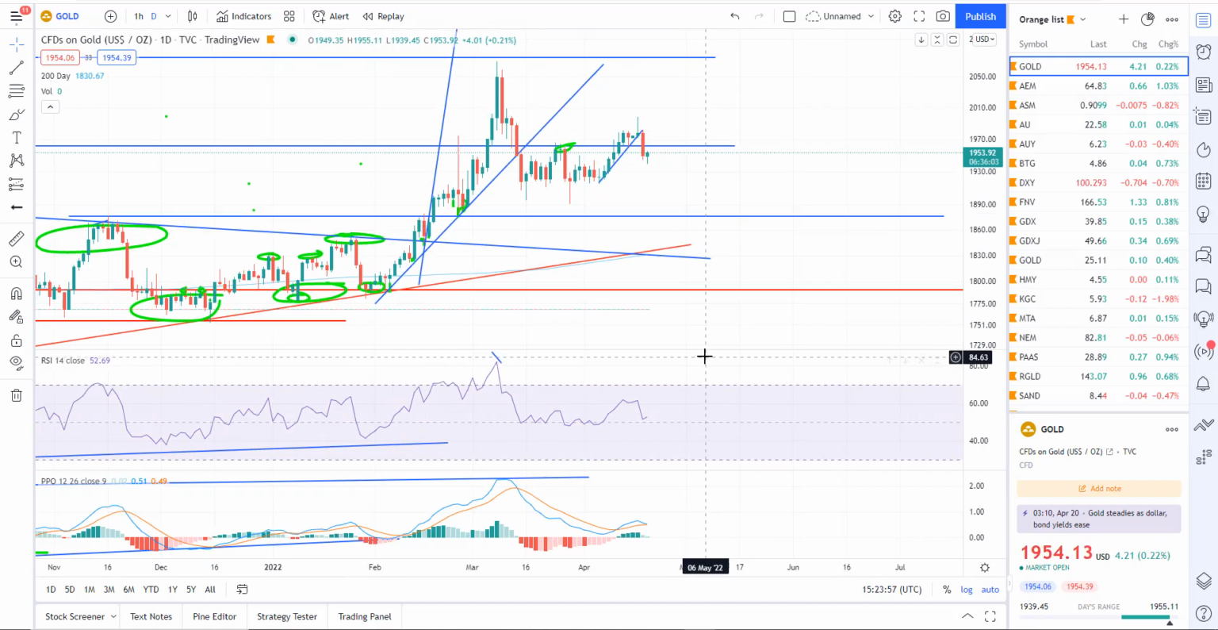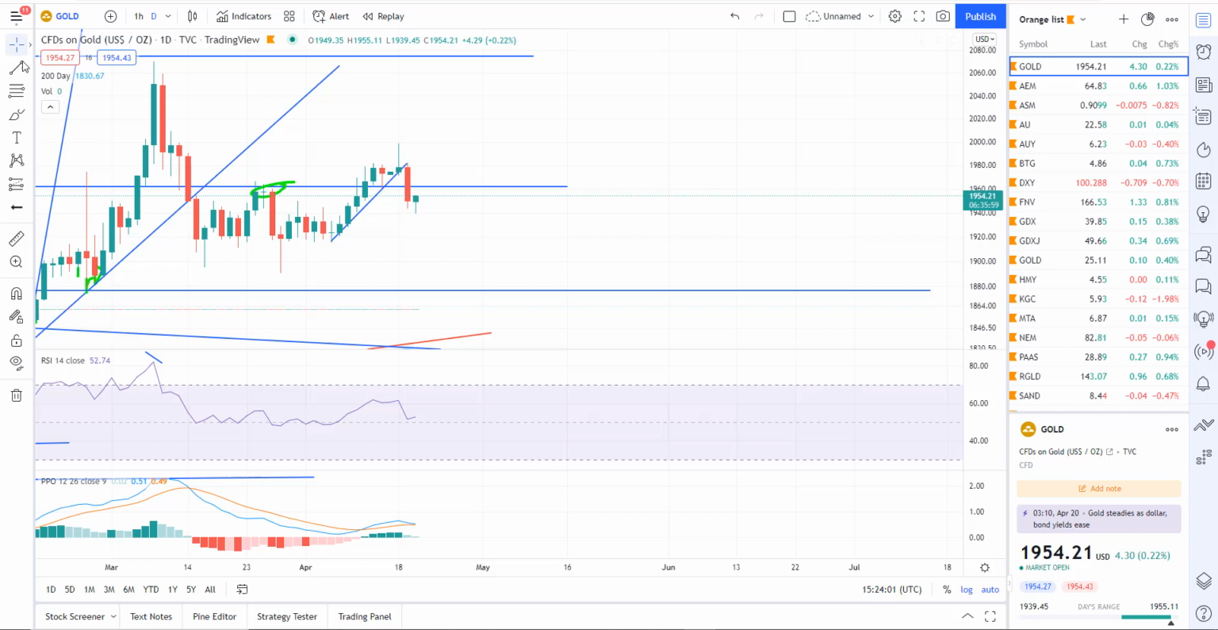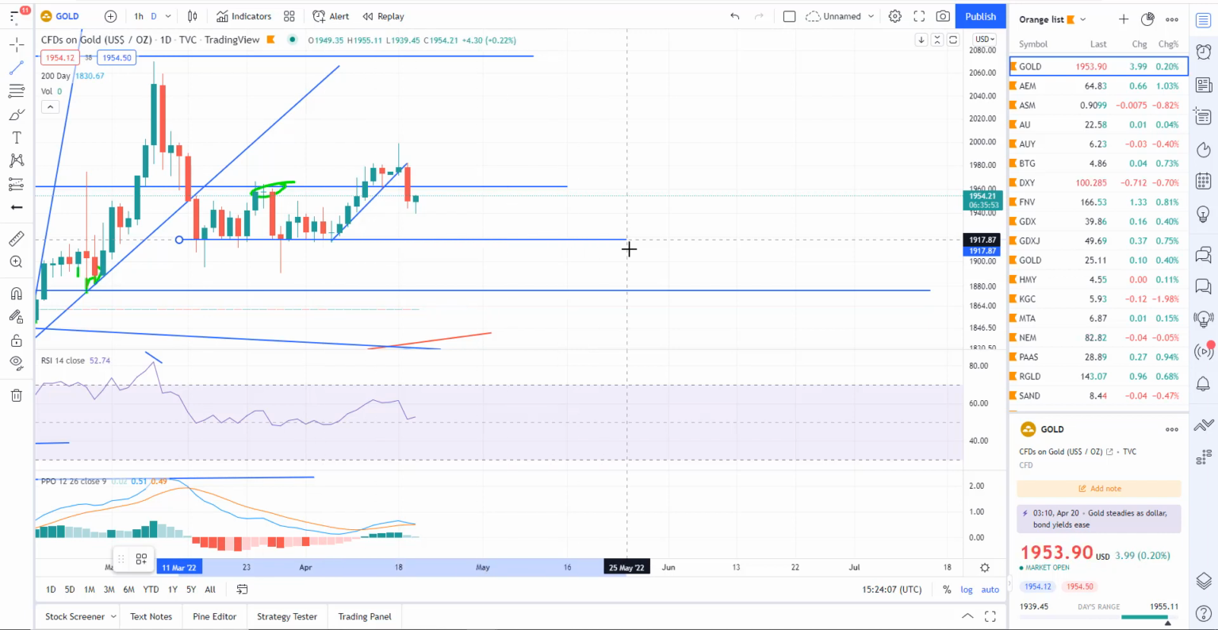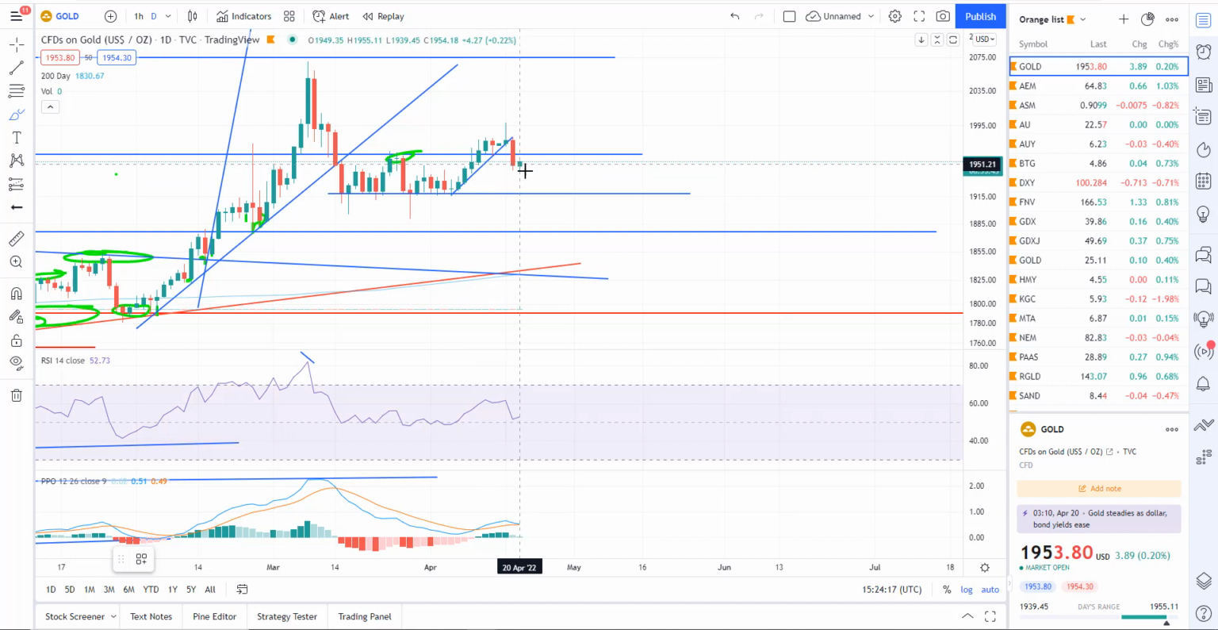Okay, gold. So gold, we had a little bit of a sell signal yesterday where we broke down. So the range that I'm really watching is right about here. We've got lots of tags of this area. It's about 1917, 1920, somewhere right in there. And then that should hold as support right there. So maybe gold wants to sell down and hit that and then rally.